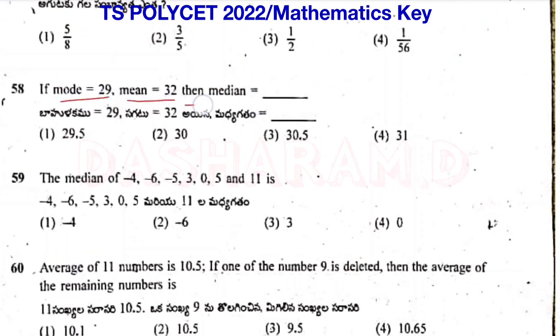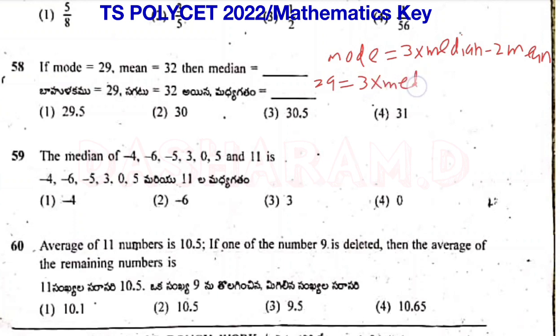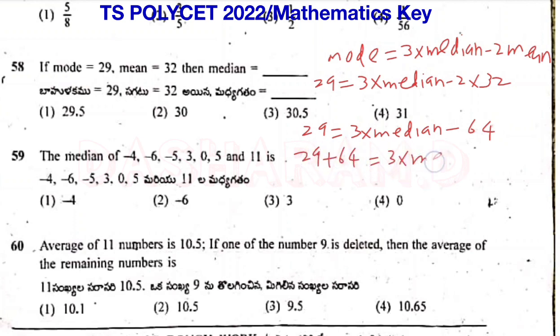Next, question number 58. If mode is 29, mean is 32, what is the median? When the mean and mode are given, then the median is found using the relation between mean, median and mode: mode equals 3 into median minus 2 into mean. Mode is given as 29, 3 into median is required, 2 into mean is 2 into 32, 64. So 29 equals 3 into median minus 64.